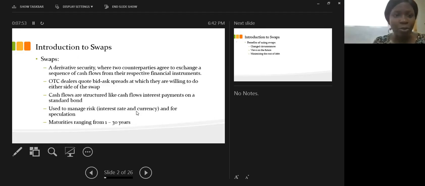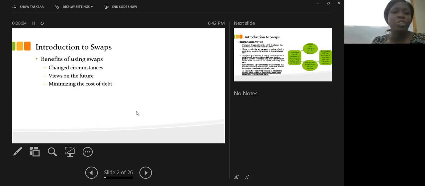Swaps: I said this, cash flows are structured, used to manage risk and for speculation, and maturities range from 1 to 30 years. Benefits of swaps: changing circumstances. Isn't this wonderful, that you can have a fixed rate loan and go to floating, or have a loan in one currency and get a loan in another currency, as a multinational? It depends on your views of the future. If you believe interest rates are going to go up or down, or that one currency is going to appreciate or depreciate, it can minimize the cost of debt, depending on how the exchange rate moves.